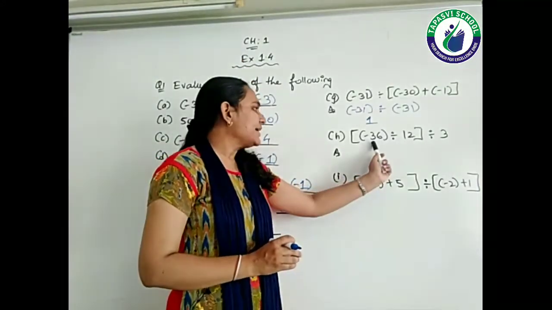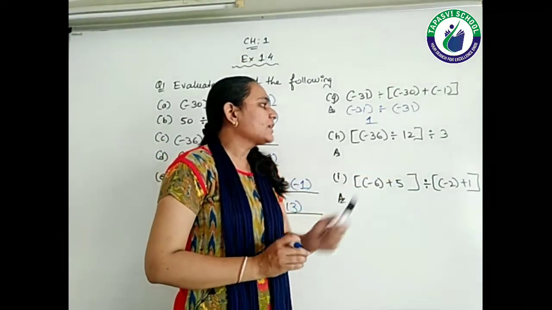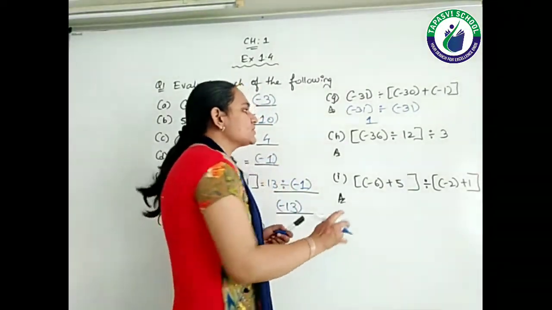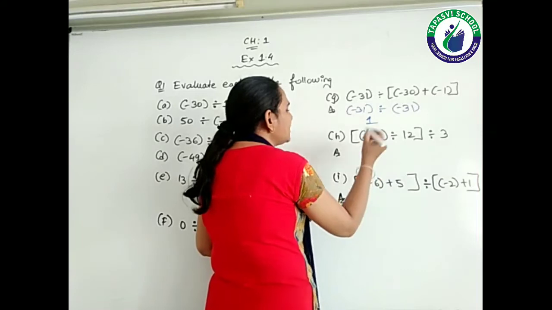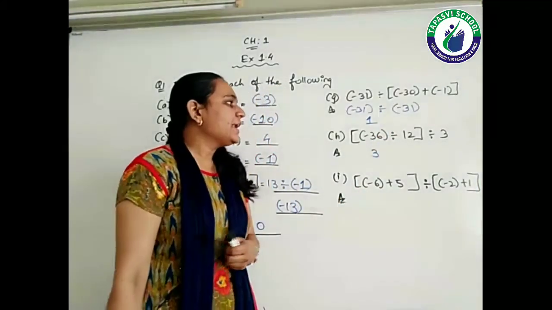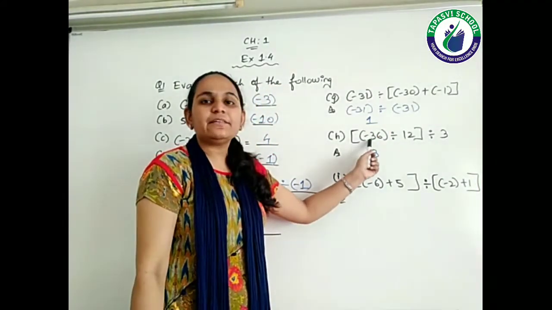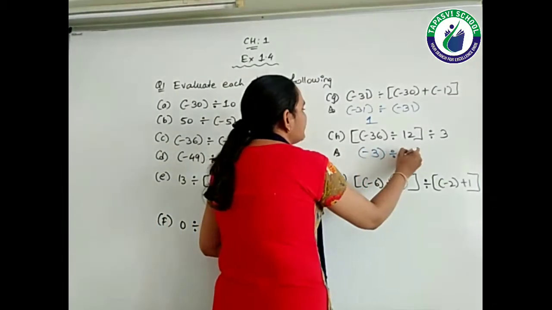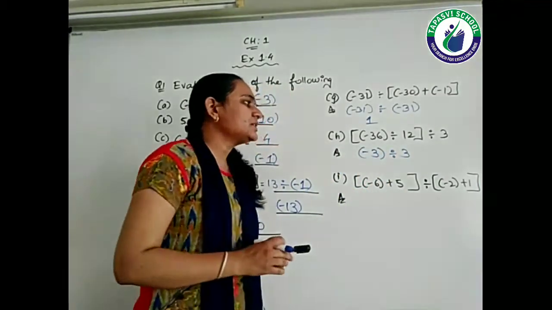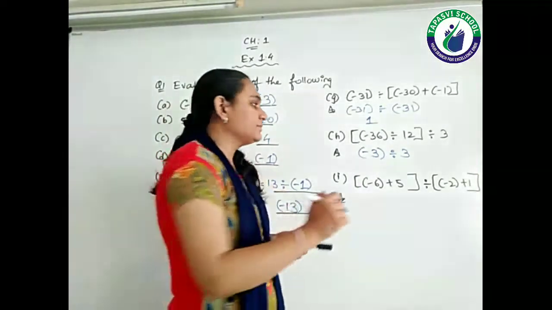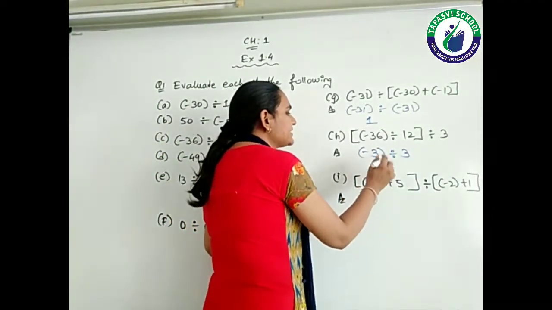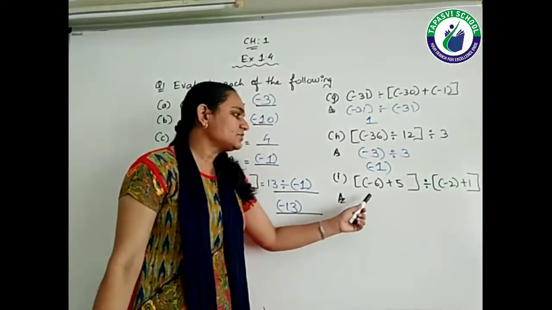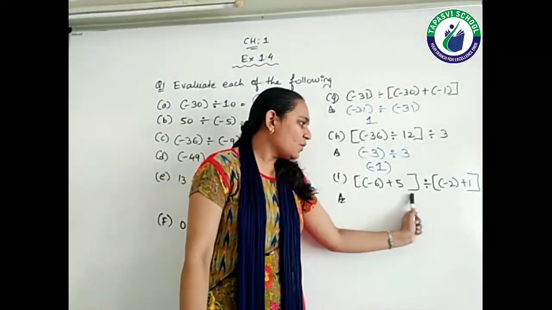Next one, students, minus 36 divided by 12. Here also it is kept in the square bracket, so first we need to solve it. So 36 divided by 12 is 3, right? Now one number is negative, so this 3 will have a negative sign. Divided by 3. Now, students, 3 divided by 3 is 1. Now one number is negative, so here also the negative sign will be there. Now here see, students, there are 2 square brackets, 1 and 2.